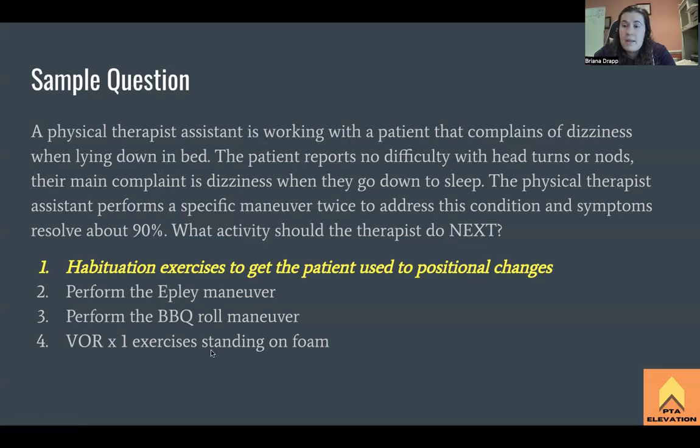Is this still appropriate? Yes. Is the Epley maneuver appropriate? Yes. We just did it twice. Okay, so that's why this is the answer.